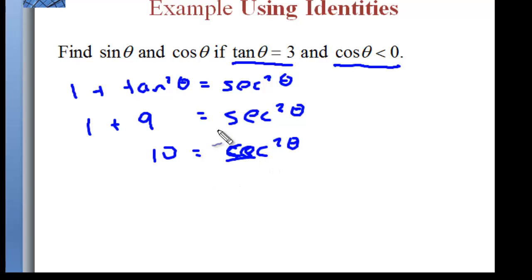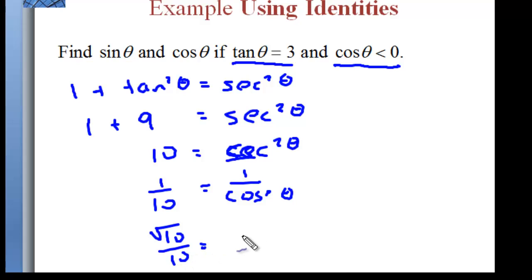Secant, we're looking for the cosine. Secant is 1 over the cosine, so cosine squared theta is going to be 1 over 10. And we want cosine, so this will be root 10 over 10 is cosine. Sorry, this is cosine, not cosine squared. And because it's less than 0, it's going to be negative. We can do that because when we take the square root, this would have been plus and minus. So we just want the negative.